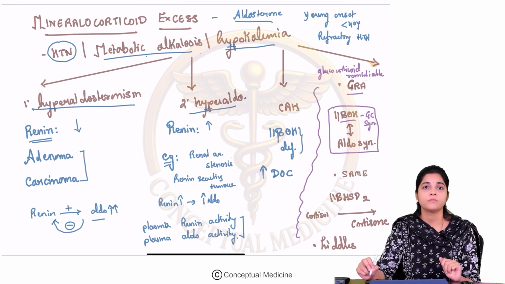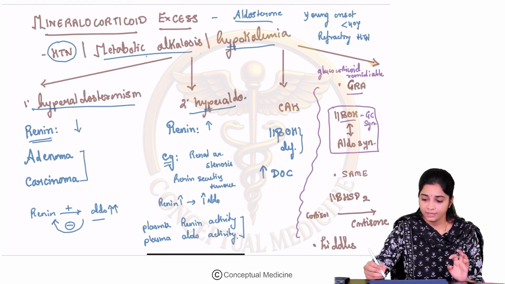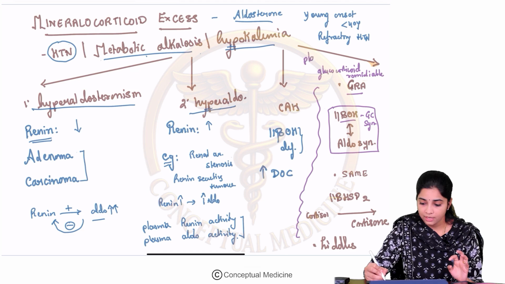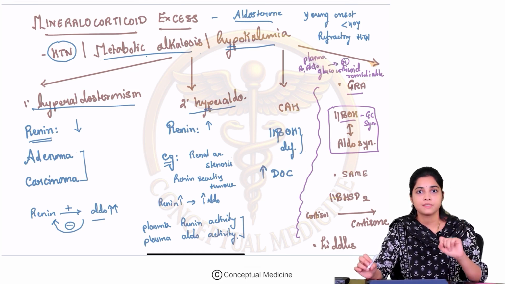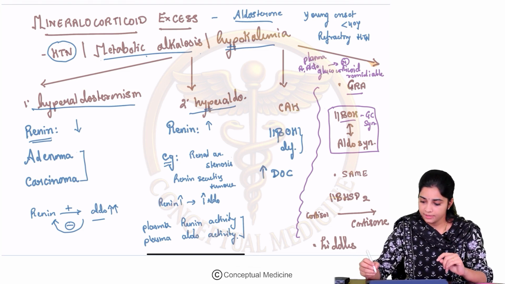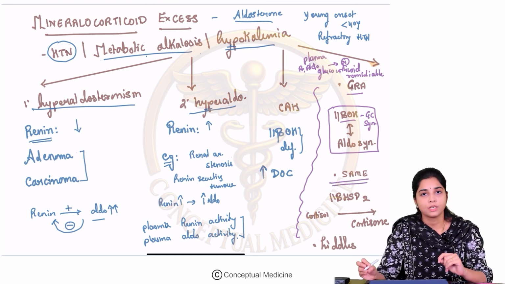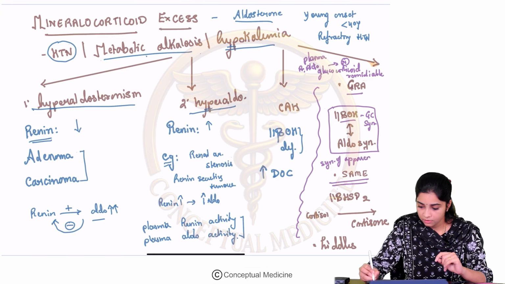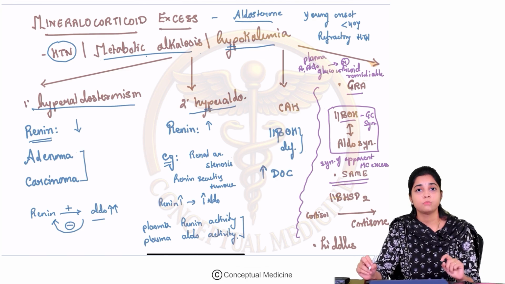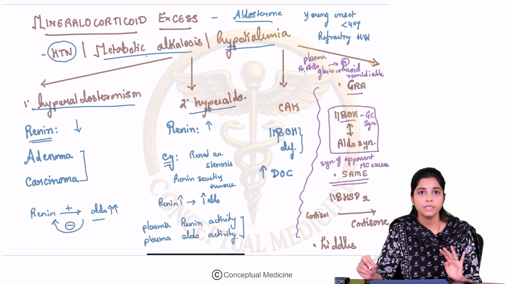Okay, so this is a group of disorders where aldo and renin and the plasma aldo to renin ratio, or renin aldo ratio, will be normal. So, that is your first condition, which is your GRA. Second, we have this syndrome called SAME, which is the syndrome of apparent mineralocorticoid excess.